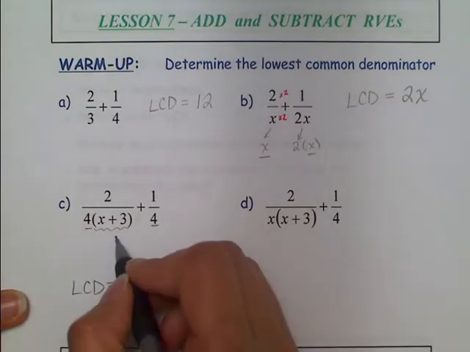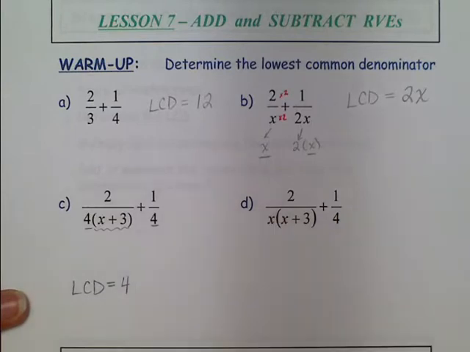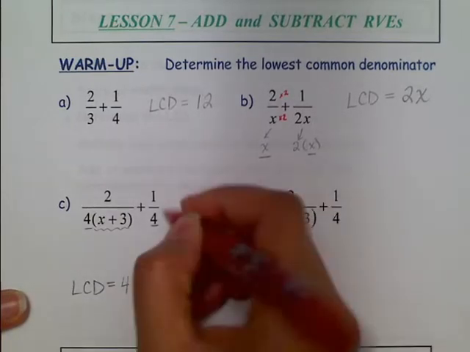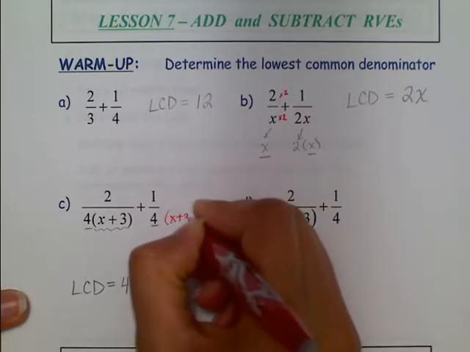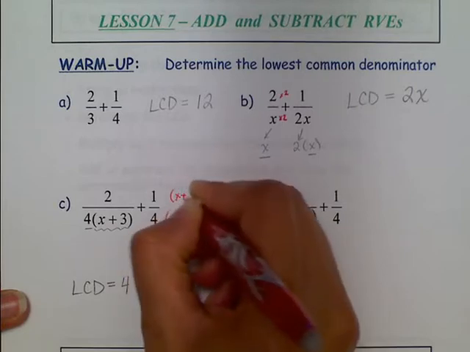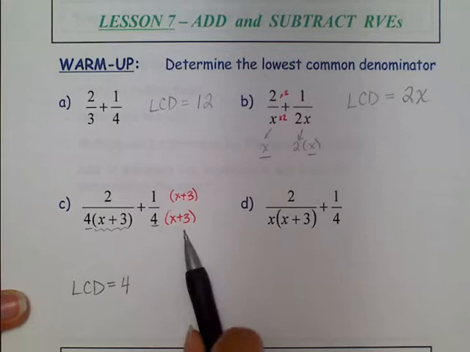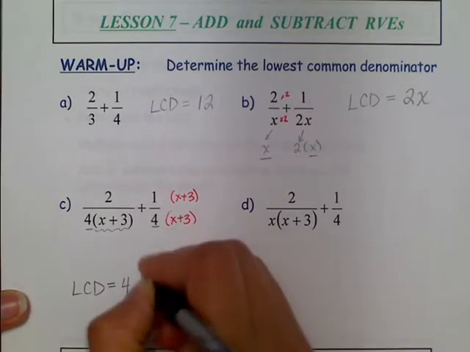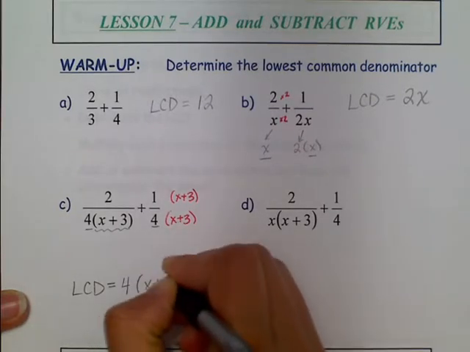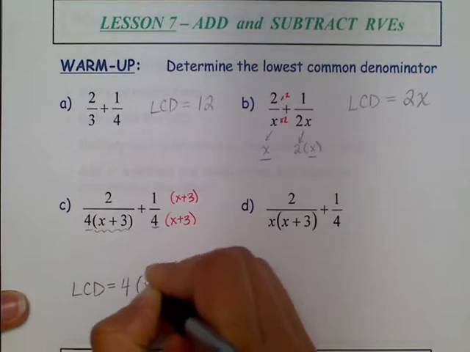The first denominator has it, but the second denominator needs to have that included as well. So what that means is I'm missing a factor of x plus 3 in the second set of brackets. Okay, now you can see that the denominators are common, and so the lowest common denominator in this case is 4 times x plus 3.